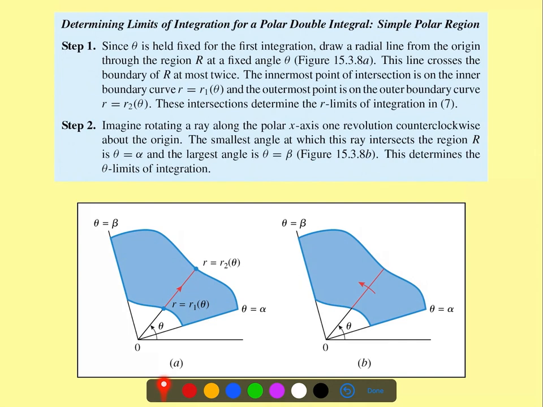Then we take a line from the origin, fixing theta at some value between alpha and beta. We fix theta and take a line from the origin. The first curve we hit is r1 at theta. So r is going to start at r1 of theta, and then go to r2 of theta. So the integration limits for the integral with respect to r would be from r1 of theta to r2 of theta. So theta would go from alpha to beta, and r would go from r1 of theta to r2 of theta.